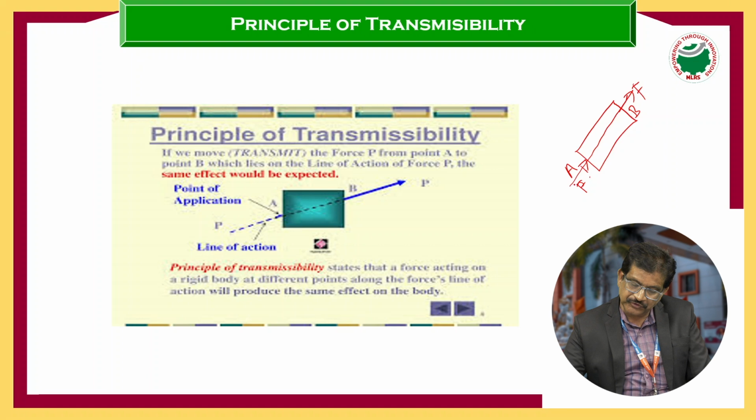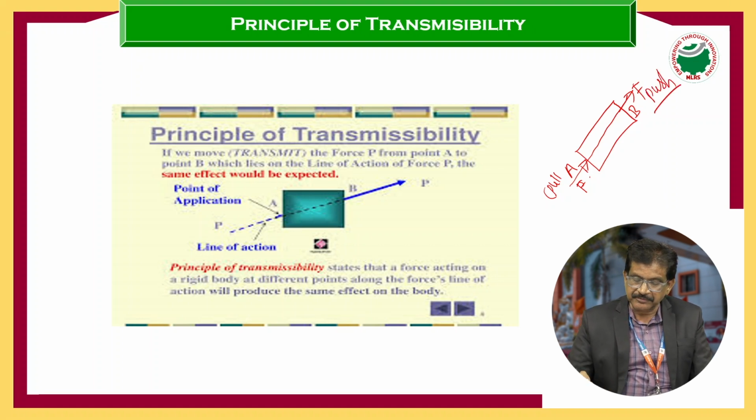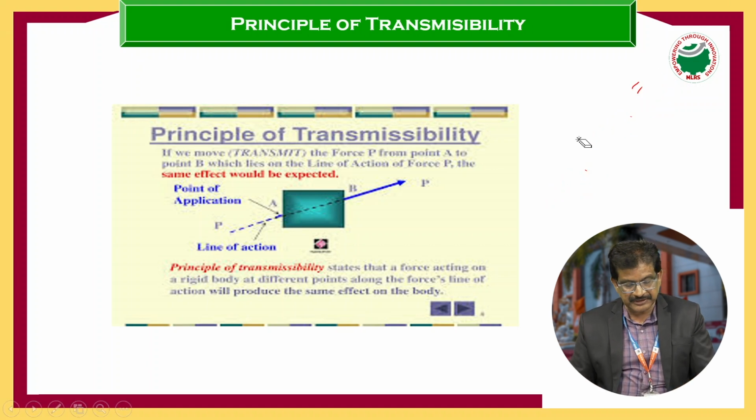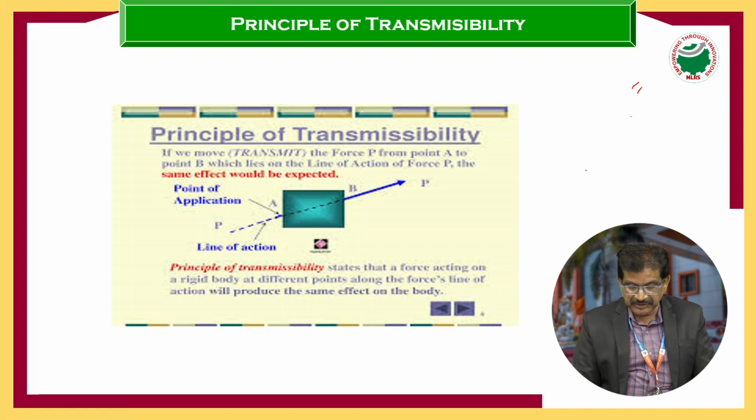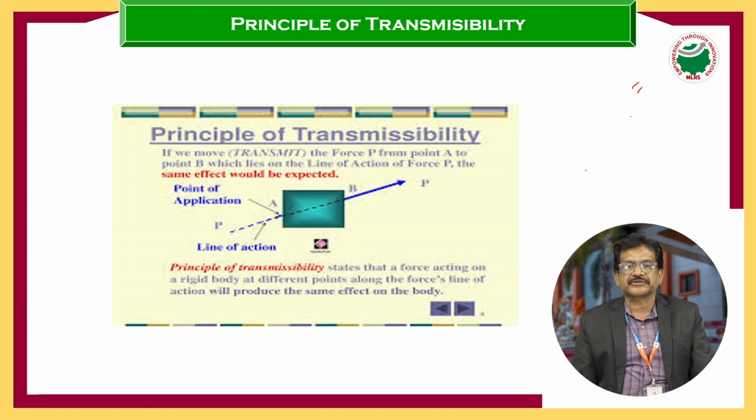Suppose I apply the force at A, this is called the pull. If I apply the force at B, it is called the push. The pull and push is the principle of transferability. The principle of transferability states that the force acting on a rigid body at different points along the force's line of action will produce the same effect on the body.